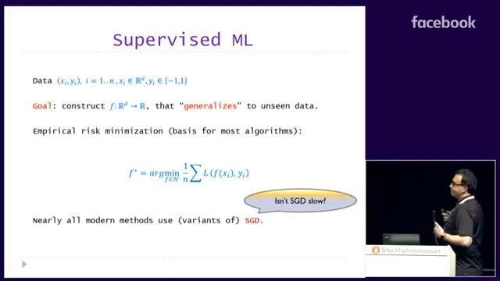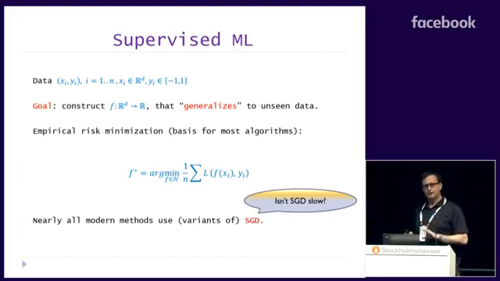Now, the first observation to make here, and the point we're going to take, is that in certain regimes, stochastic gradient descent is not slow at all. And these are the regimes which actually occur in modern machine learning.